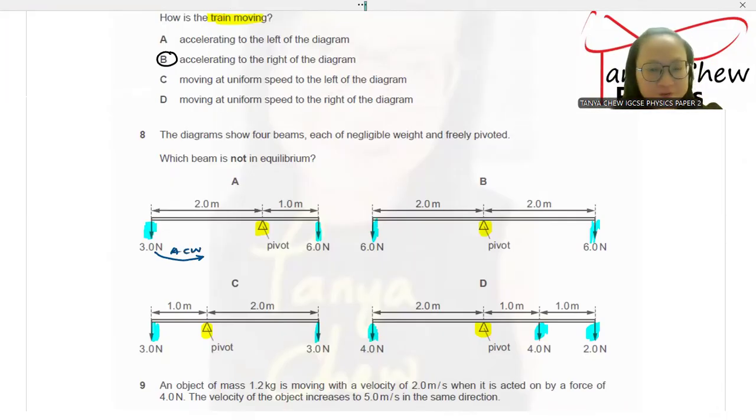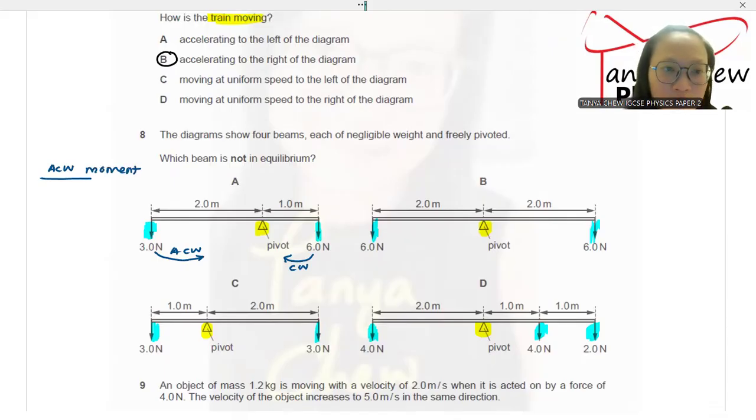What about the 6 Newton? The 6 Newton is going down, but the pivot is on the left-hand side. So the 6 Newton will turn towards the pivot. This is called the clockwise direction. So the anti-clockwise moment is by the 3 Newton force.